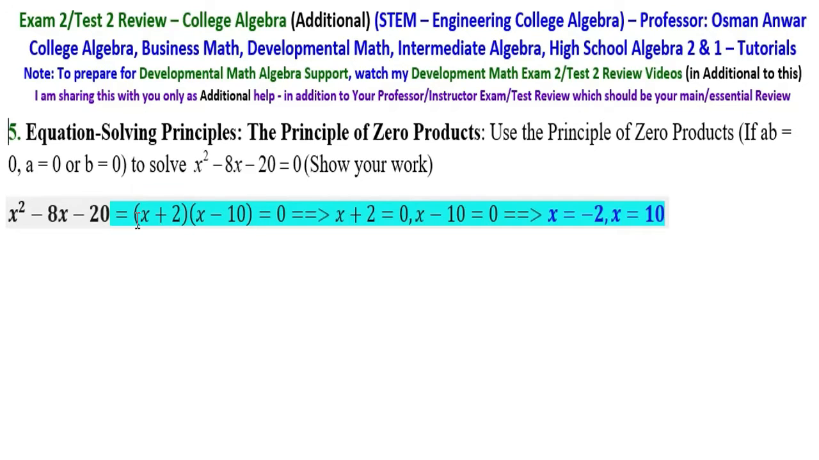Then by the principle of zero product, x plus 2 is A, x minus 10 is B. That means x plus 2 equals 0 or x minus 10 equals 0. That is x equals minus 2 or x equals 10. That's the solution.